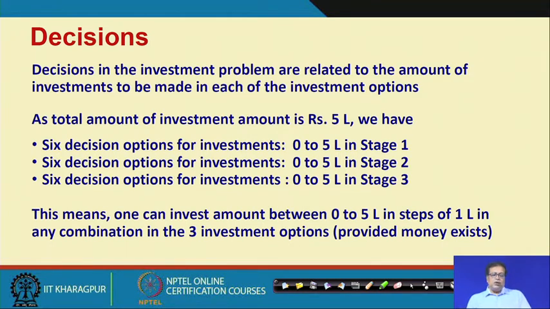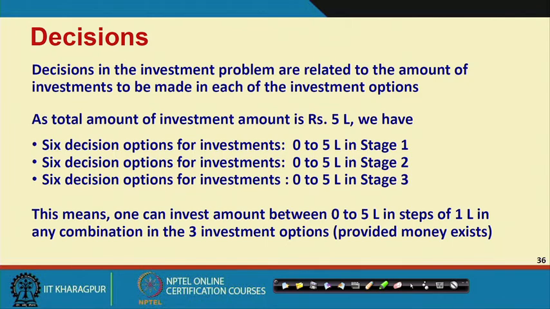This means one can invest an amount between 0 to 5L in steps of 1 lakh in any combination in the 3 investment options, obviously provided money exists. That means, if you have spent a certain amount in stage 1, only the remaining amount is available in stage 2 or stage 3. Since 0 is also included, one can easily think that the entire 0 to 5 could be available in stage 2 or in stage 3. So, that is how we start.